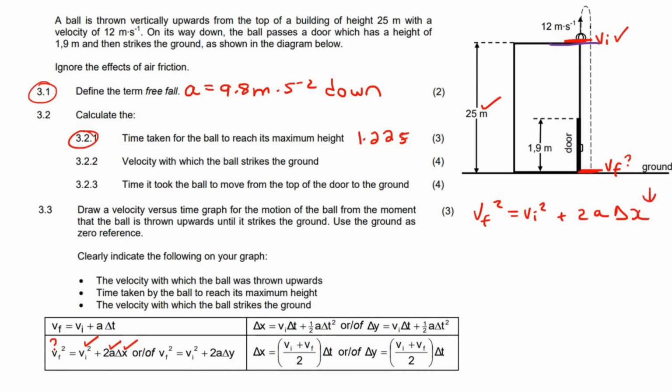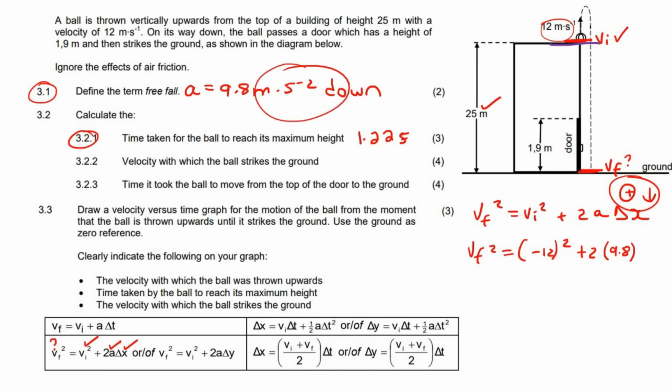For this one, I'll choose down as positive. But you're more than welcome to keep up as positive. It doesn't matter. But just don't feel that you have to choose one direction for the whole question. Okay, so the initial velocity is 12, but it's negative 12 because it's going up, but we've chosen down as positive for this one. For my acceleration, I'll keep that as a positive because we've chosen down as positive.